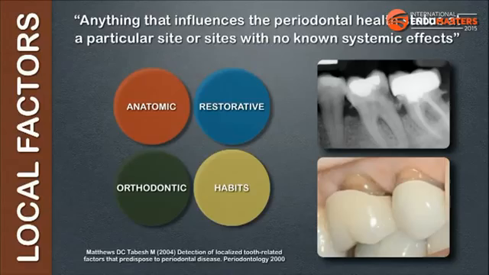Common anatomic factors are narrow furcation entrance, root proximities, deep root concavities, palatal grooves, cervical enamel projections. Restorative factors such as open contact margins, overhanging dental restorations, over-contoured crowns, subgingival margins. Orthodontic factors are mainly crowding and malocclusions, and habits such as aggressive toothbrushing or flossing, mouth breathing.